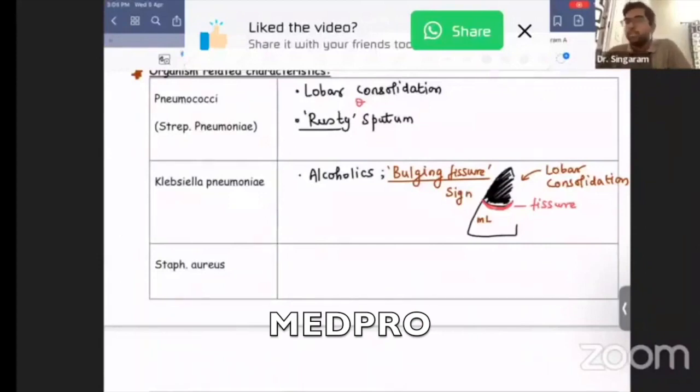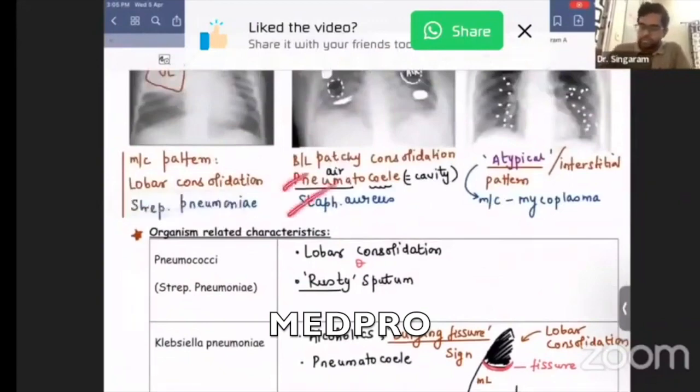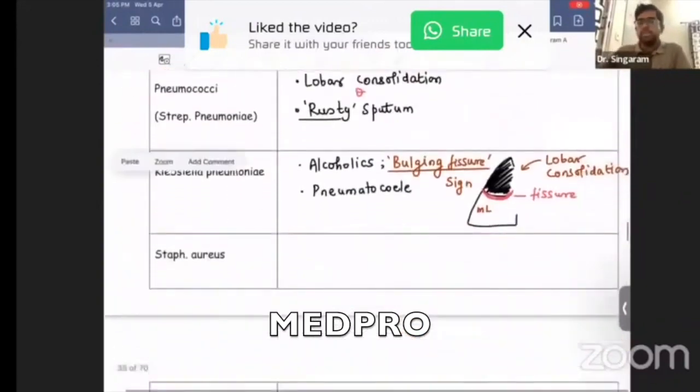And one more thing about Klebsiella pneumoniae is that it can cause pneumatoceles on the X-ray. I told you, pneumatoceles are very characteristic of Staph aureus pneumonia. I have just told you like this, right? Before I have written pneumatocele, Staph aureus infection. But pneumatoceles can also be seen in Klebsiella pneumoniae.